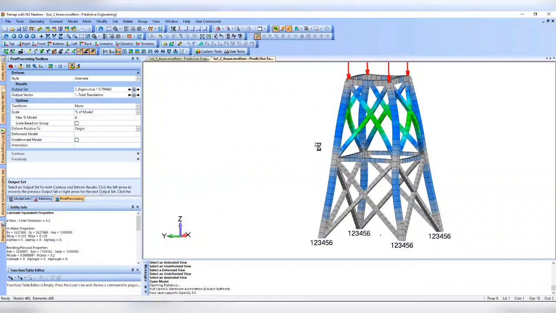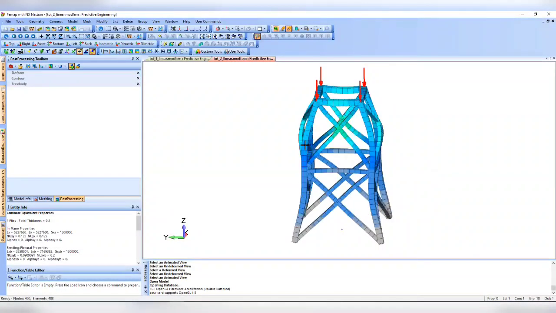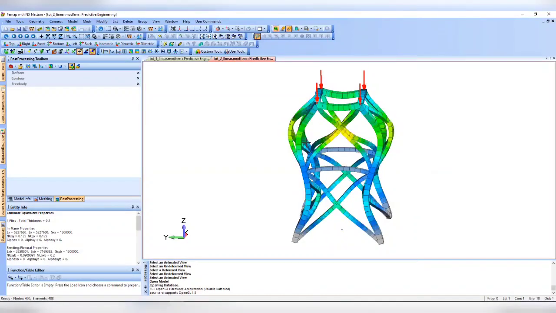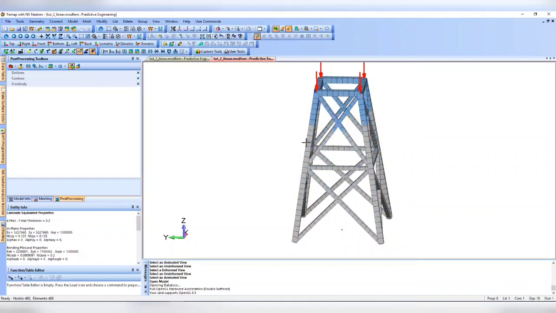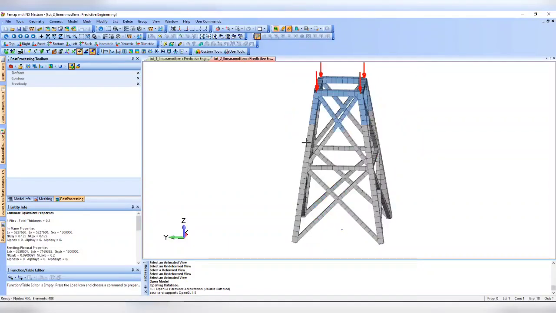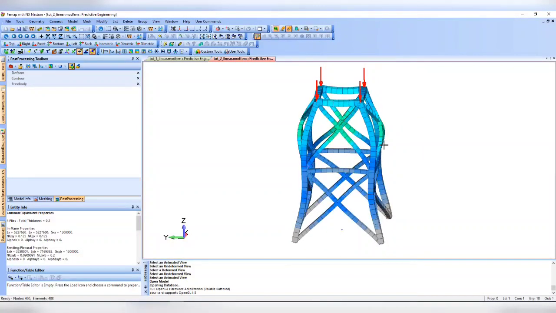The other way you can model is using Solution 106, which is nonlinear. And what we're doing here is a couple things. We're enabling large displacement. In Solution 101, large displacement is never enabled because it's a linear static solution, so you cannot model large displacements. But in Solution 106, you can.